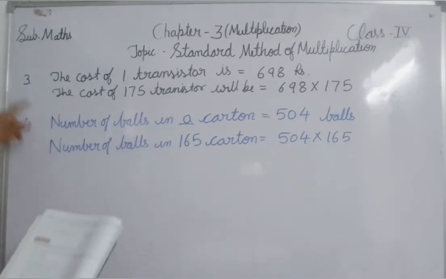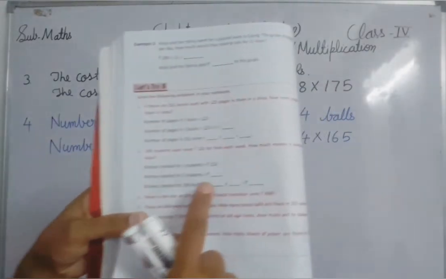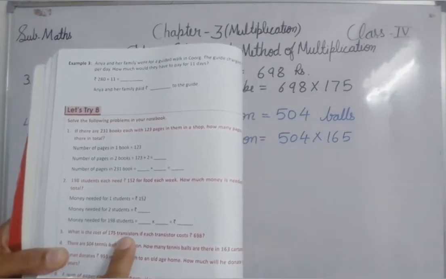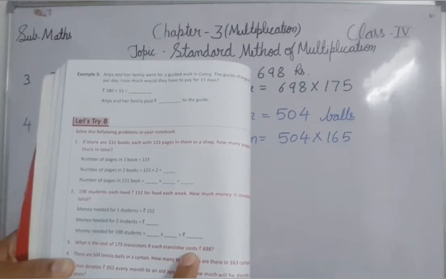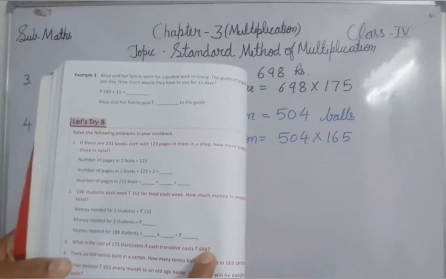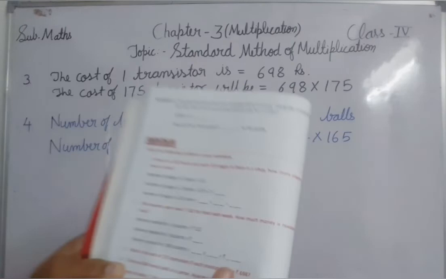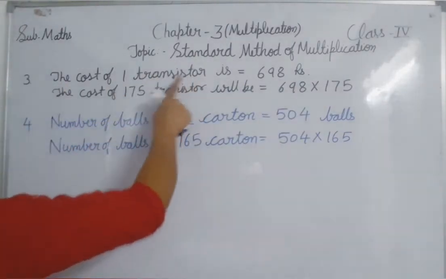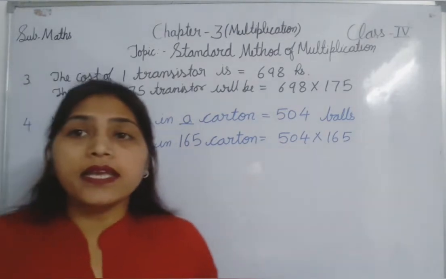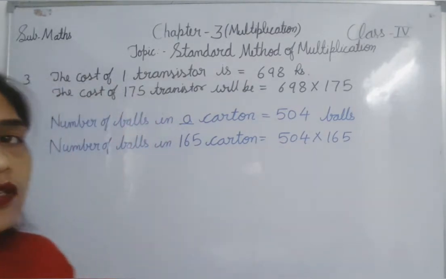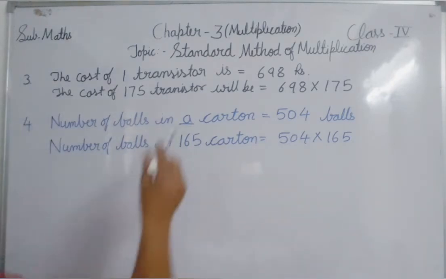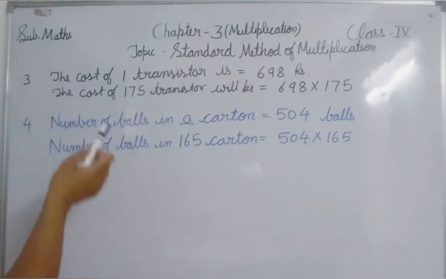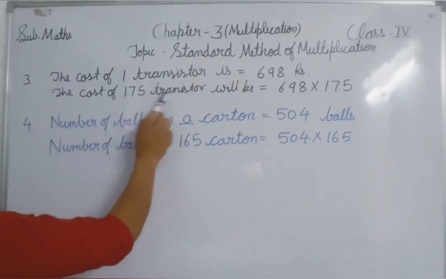Yes, in problem number 3, what they have mentioned, see here: What is the cost of 175 transistors if each transistor costs 698? Each transistor means the cost of one transistor. So they have given us the cost of one transistor. The cost of one transistor is 698, and now they are asking the cost of such 175 transistors.